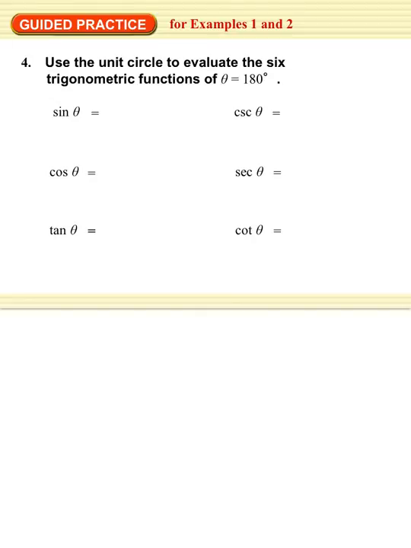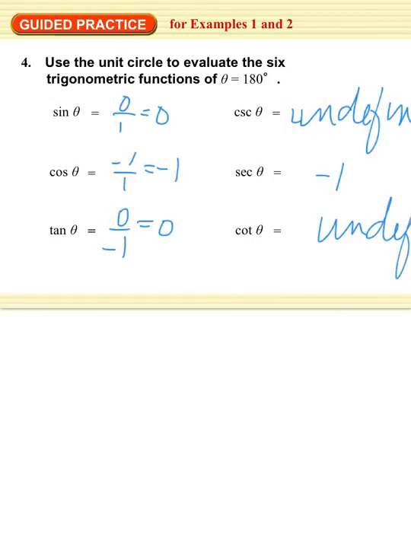Use the unit circle to evaluate the 6 trigonometric functions of theta equals 180. Well, if I've got the unit circle, theta equals 180 is that. So if I look, my radius equals 1, x equals -1, and y equals 0. So go ahead and plug those in and check your answers. Push pause, please. There you go.